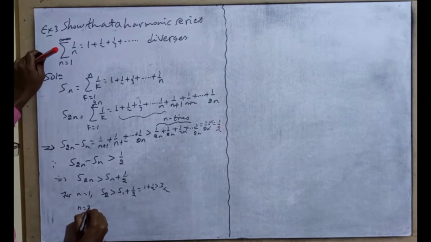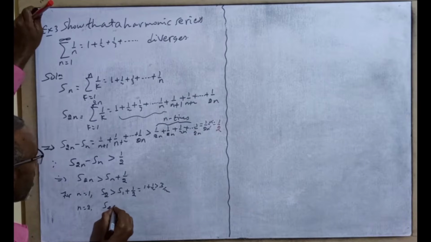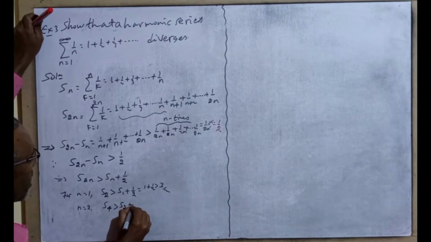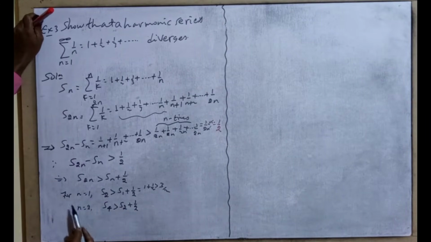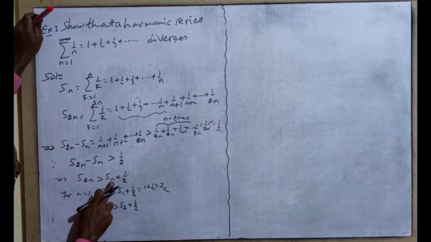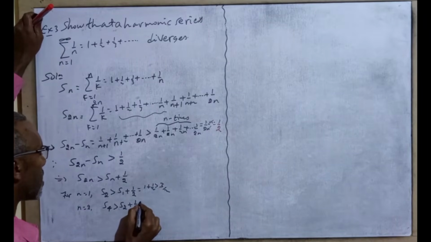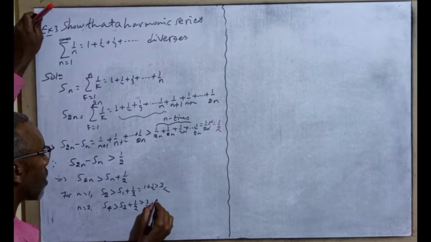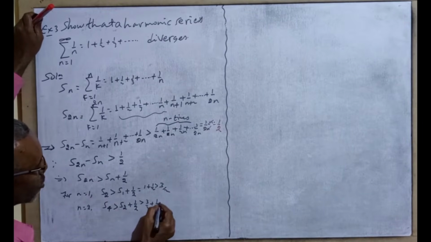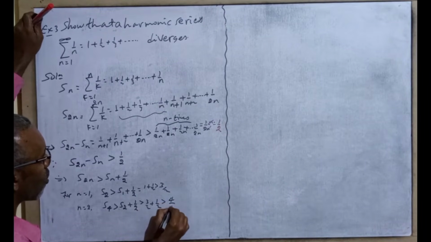What if n is equal to 2? Then 2 times n gives s4, and s4 is greater than s2 plus 1 over 2. Here we only substitute the value for n. With n equal to 2, this is 4 and this is 2. s2 is 3 over 2, so this is greater than 3 over 2 plus 1 over 2, which is greater than 4 over 2.